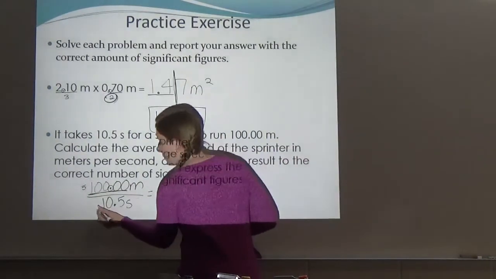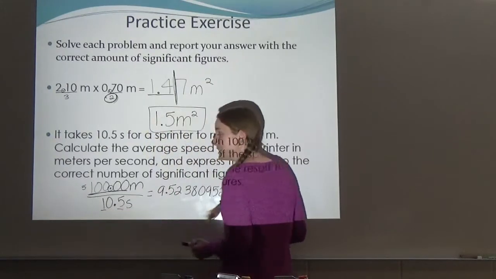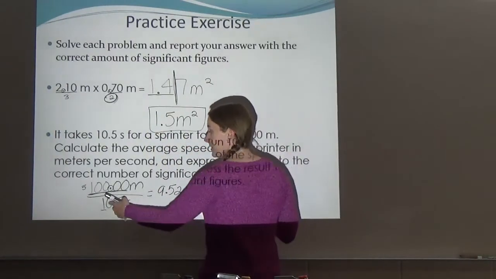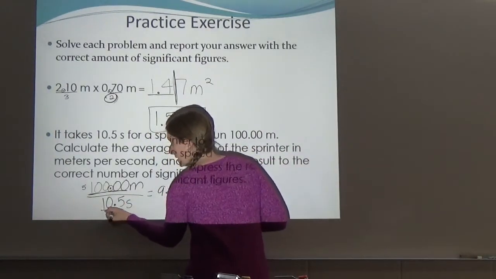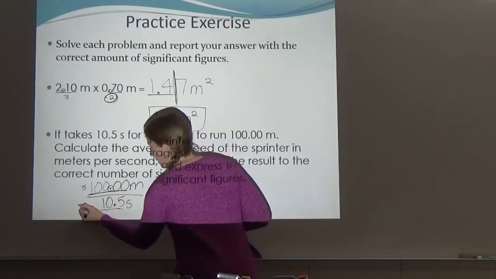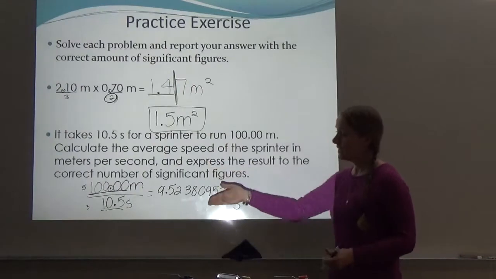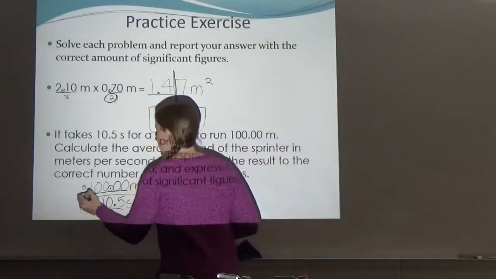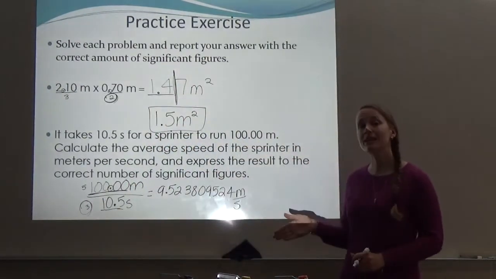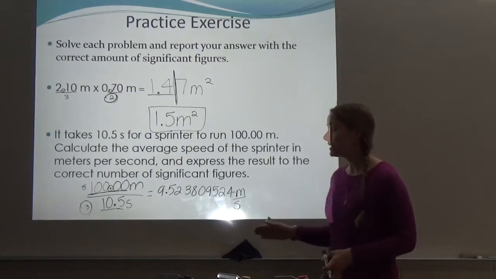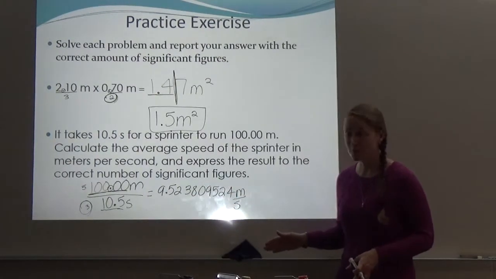On the bottom, 10.5. The 1 and the 5 are significant because they're not zeros. This 0 is significant because it's a middle 0. Don't forget about those middle zeros. We hadn't had one of those in a while. So we have 5 and we have 3. So our lowest amount is 3. Remember, we want 3 significant figures in our answer, not 3 decimal places.